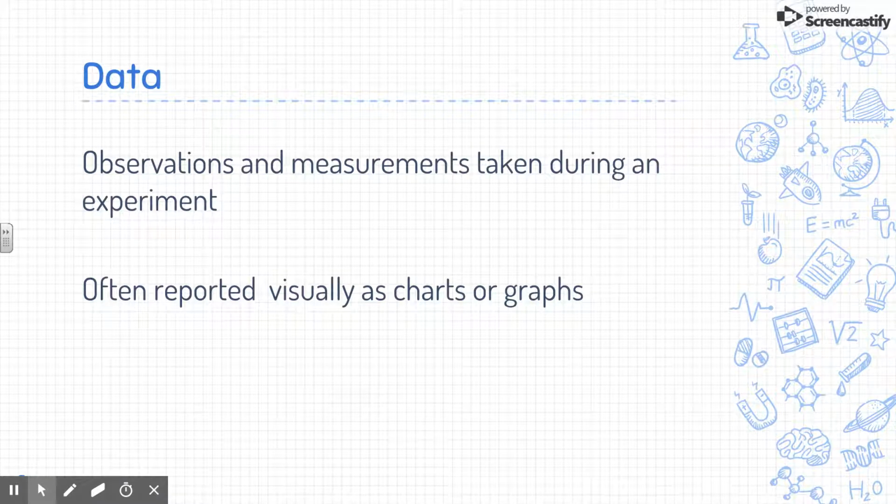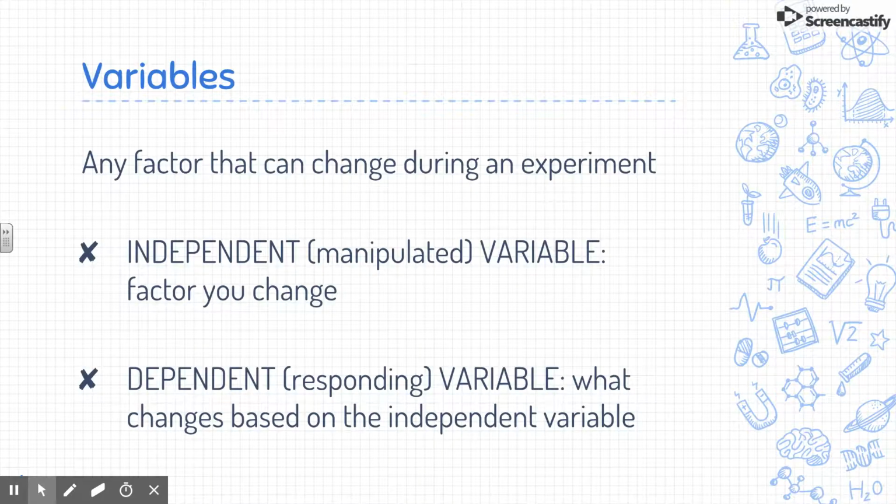So let's talk a little bit about data. In the last video notes, we talked about observations and how you can take quantitative or qualitative observations. So data is any kind of measurement you're going to take during an experiment. If we're doing quantitative observations, this is usually going to be reported visually as a chart or a graph. When you're designing an experiment, you need to know about your variables. So on the left side of your paper, be sure that you write the word variable. And on the right, write the definition, any factor that can change during an experiment.